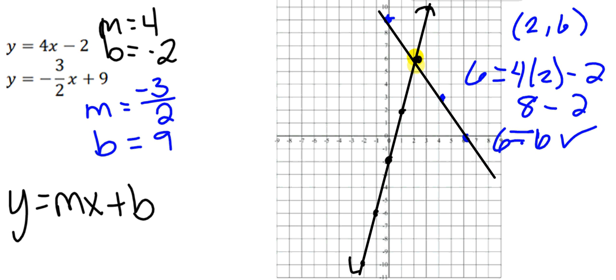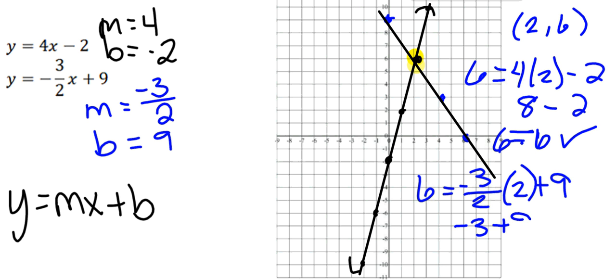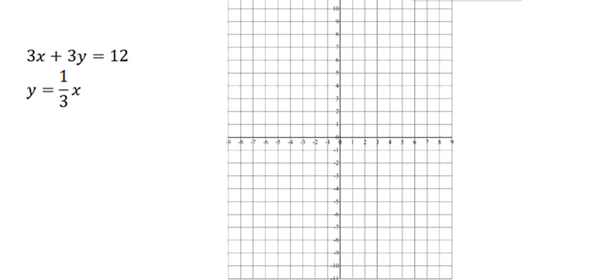If we go to the other equation, I have 6 equals negative 3 over 2 times 2 plus 9. That would be negative 3 plus 9, which is 6, and 6 equals 6. My next example, I have 3x plus 3y equals 12, and y equals 1/3 x.